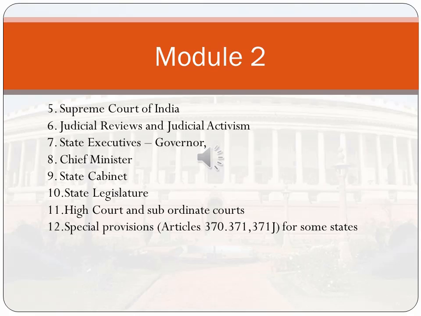You should also see towards the end of this chapter the special provisions, that is Article 370, Article 371 and Article 371J, that are applicable for some of the states in our union. These articles will explain the special powers that are given to the different states as per the requirement of the region of that particular state.